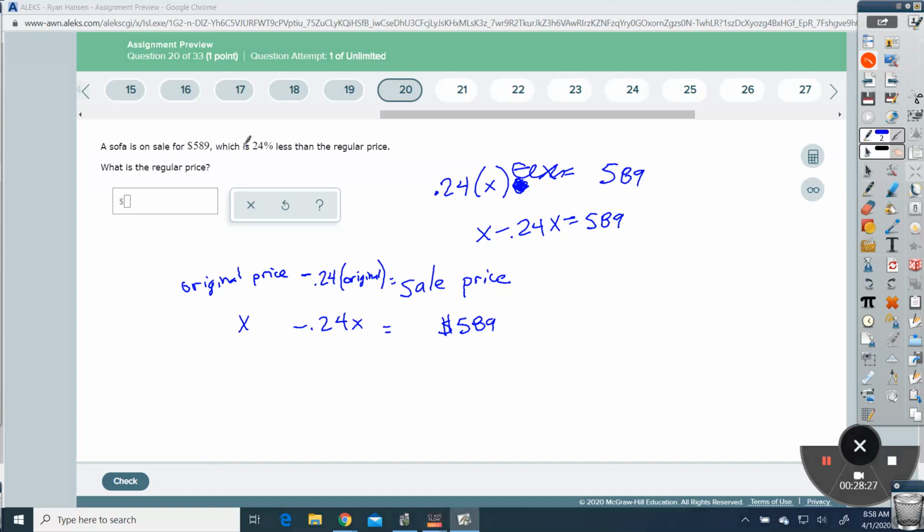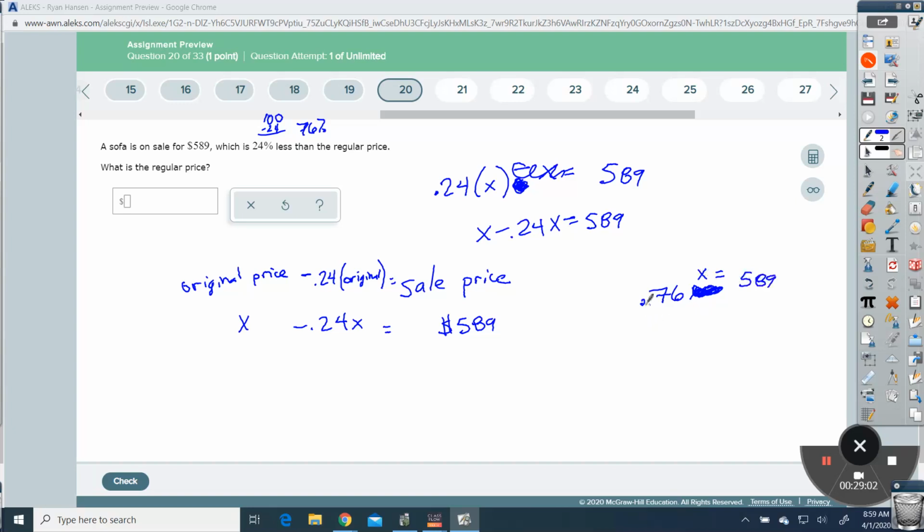So another way to think about this: if this is 24% less than the regular price, then if I go 100 minus 24, that gives 76. In other words, this is 76% of my original price. So 76% of my original price is 589.